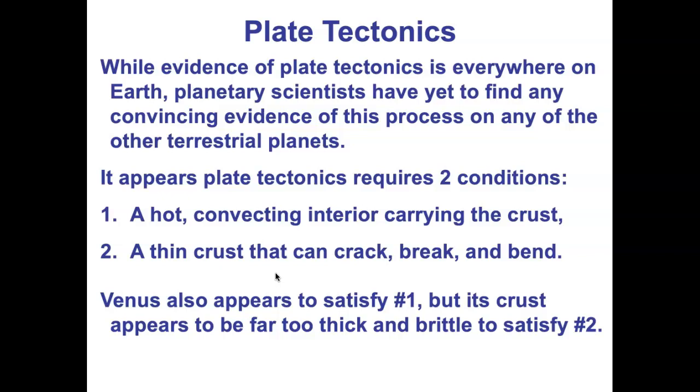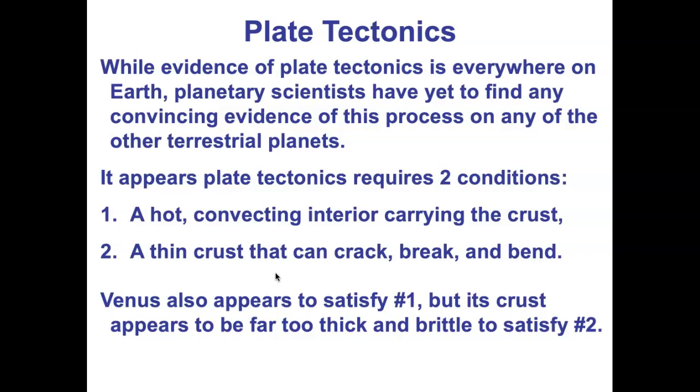Of all the terrestrial planets, only Earth and Venus meet criterion one. Earth and Venus are still hot and convecting. How do you know? Because they have active volcanoes. Earth and Venus still have active volcanism, which means the inside of the planet must still be hot and liquid and convecting and erupting out of those volcanoes. Mercury and Mars don't have a hot convecting inside anymore.